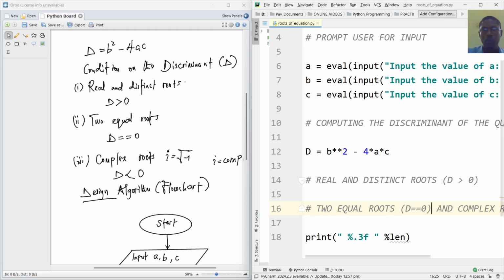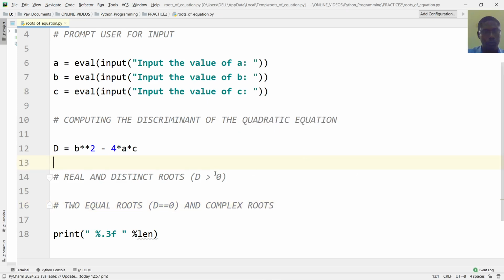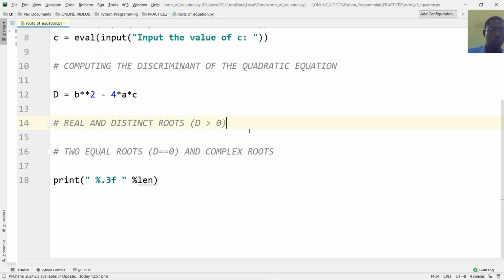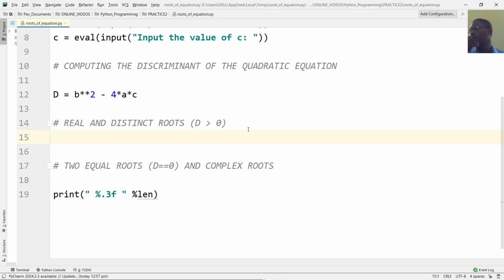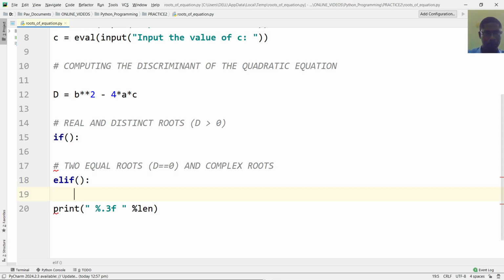Now, at this point we are going to use the if-else. If, then of course we now have elif. We are going to have a video to explain what, in programming, we refer to as control structures, whereby you have the selection and all of that.